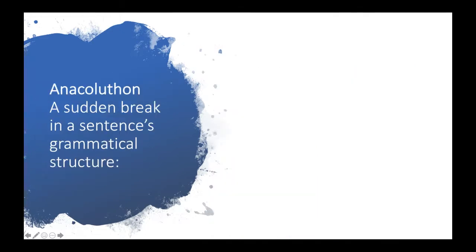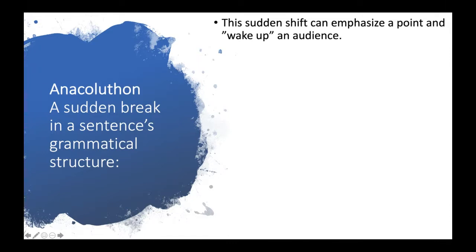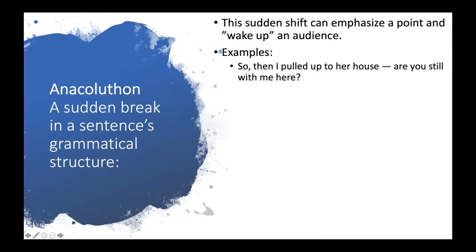The next one is anacoluthon. And it sounds like a type of snake, but it's not. It is a sudden break in a sentence's grammatical structure. For example, this sudden shift can emphasize a point and wake up an audience. This is used in music quite a bit. This will be very quiet, and then boom, you hear a cymbal crash or something. That's anacoluthon. So here are some examples.